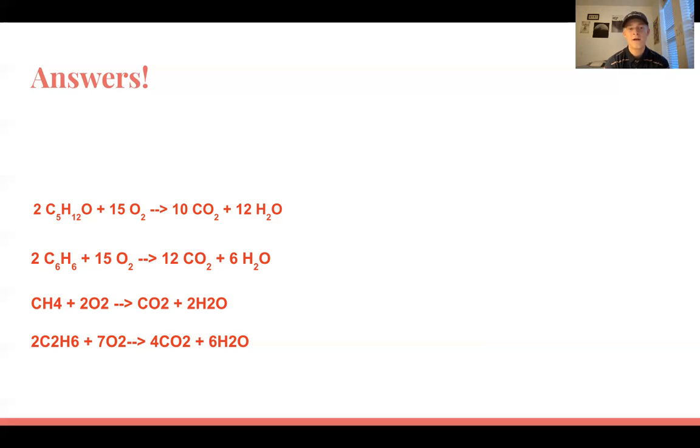And then finally, for our last equation, we see there's a C2. So we're going to multiply that by 2. That'll give us 4 carbon. So we'll put a 4 in front of our carbon dioxide to give us 4 carbon.